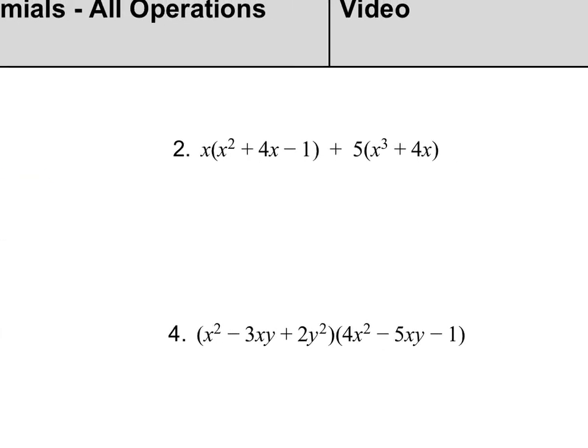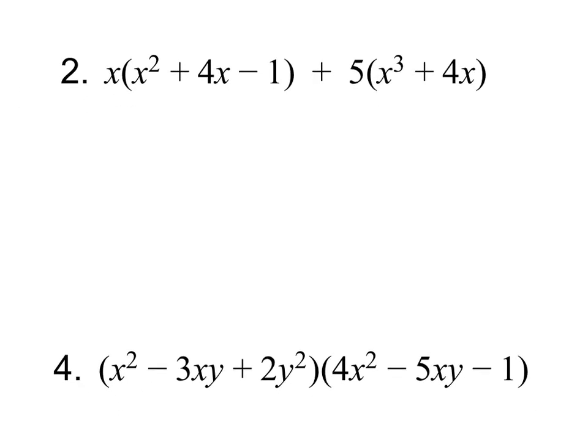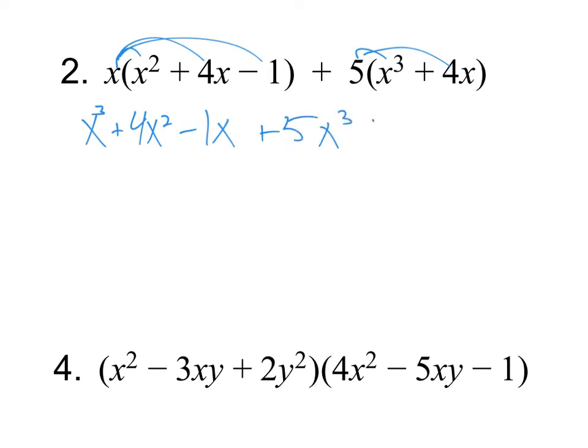Number dos. Same thing, we're going to distribute in, combine like terms, write it in descending order. So first we'll distribute that x into parentheses. X times x squared is x cubed, x times 4x is 4x squared, minus 1x. You don't need to write this 1, you could just write minus x, but I'd like to have that coefficient. It helps with combining like terms later. We'll do the same thing with this positive 5, so we'll have plus 5x cubed plus 20x. So distribution's done. Now we just have to combine like terms.